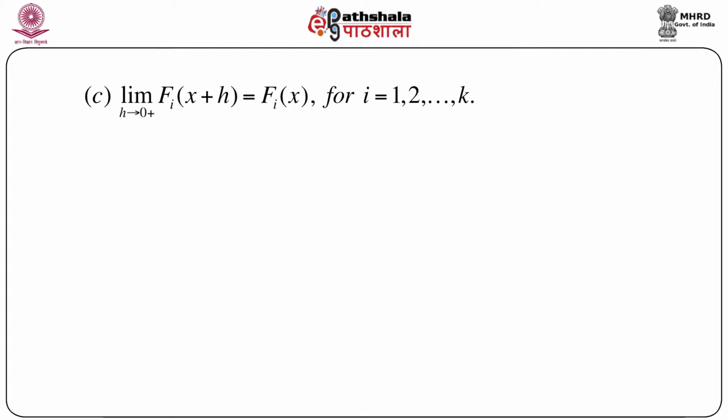Now in order to prove that, again note that since capital F_i is a distribution function for each i, we can immediately write limit h goes to 0 plus, that means h is coming from the right side of 0, so that means it is a right hand limit. So limit h goes to 0 plus F_i(x plus h) equals F_i(x), because F_i is a right continuous function, because it's a distribution function. Now this is true for every i equals 1 to k. This is very important, that whenever I'm saying that something happens for F_i, that means it holds for all i equals 1 to k.